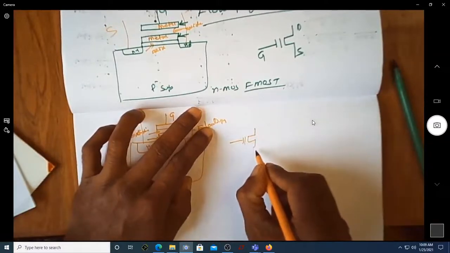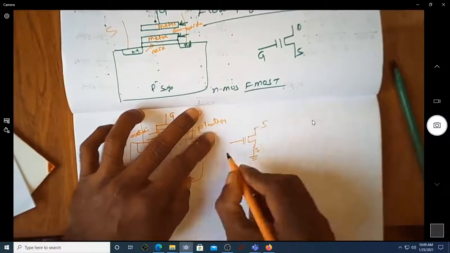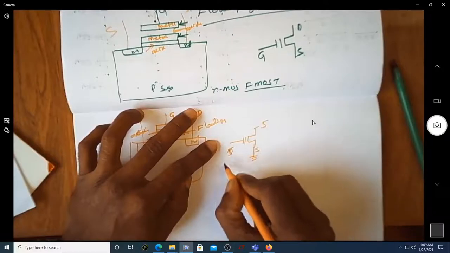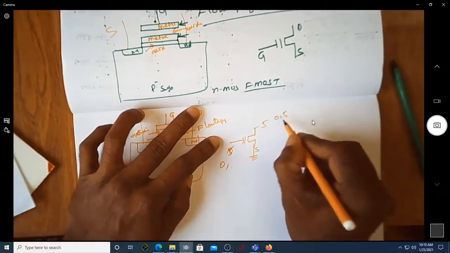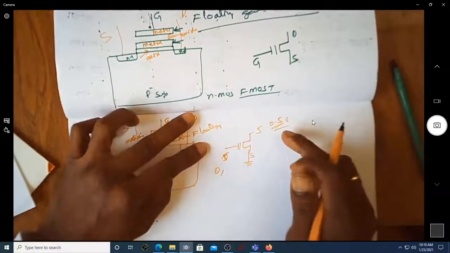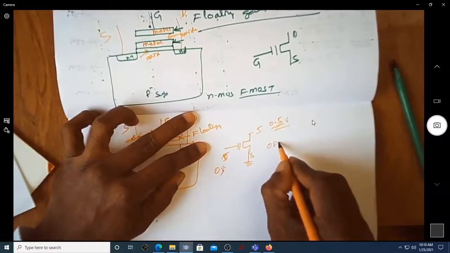Assume that this is your source. Let me connect the source to ground. Let me connect 5 volt here. Let me apply 0 volt. If I apply 0 volt, assume that the threshold voltage of this is around 0.5 volt. If the threshold voltage is 0.5 volt and I apply 0 volt, this MOSFET is off.